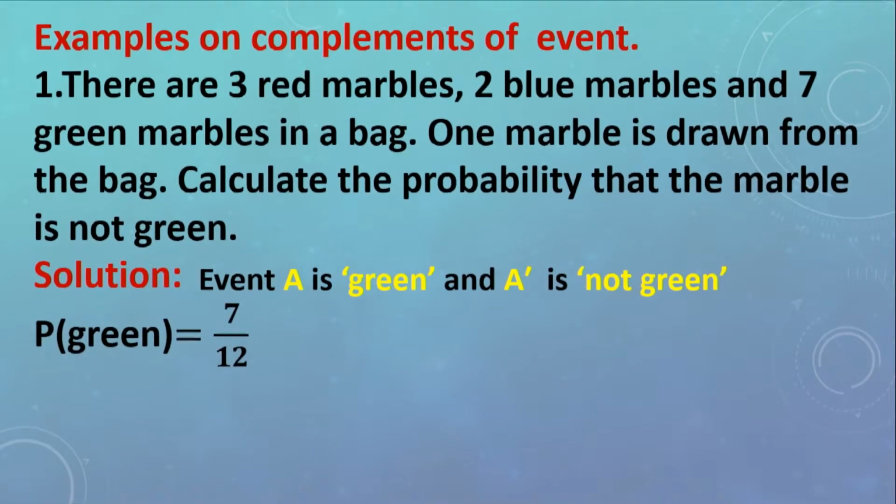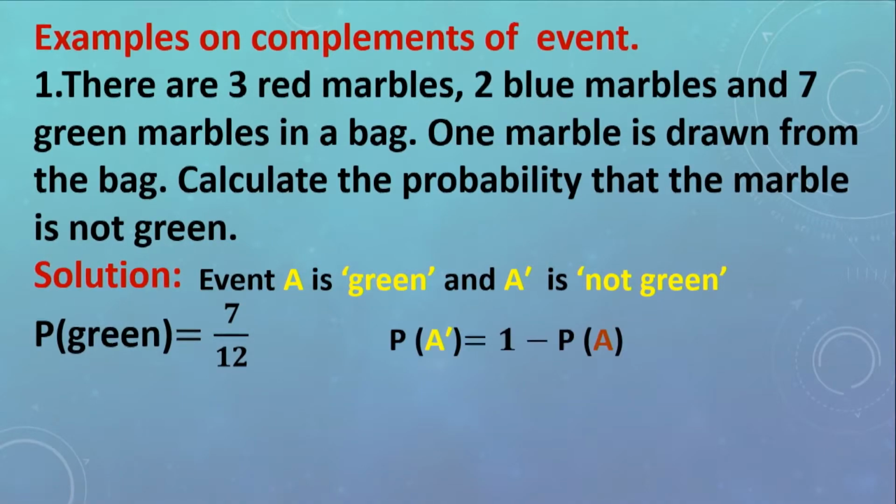The probability of having a green marble is 7 over 12 because the total number of possible outcomes is the same as the total number of marbles in the bag. The total number of marbles in the bag is 3 plus 2 plus 7, which is equal to 12. And the probability of having a green marble is 7 over 12 because 7 is the number of favorable outcomes to the event, which is a green marble. In other words, we have 7 green marbles.